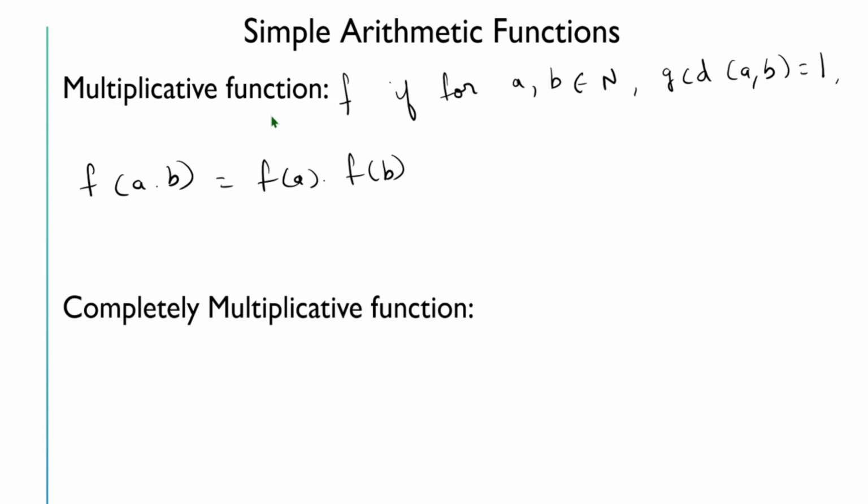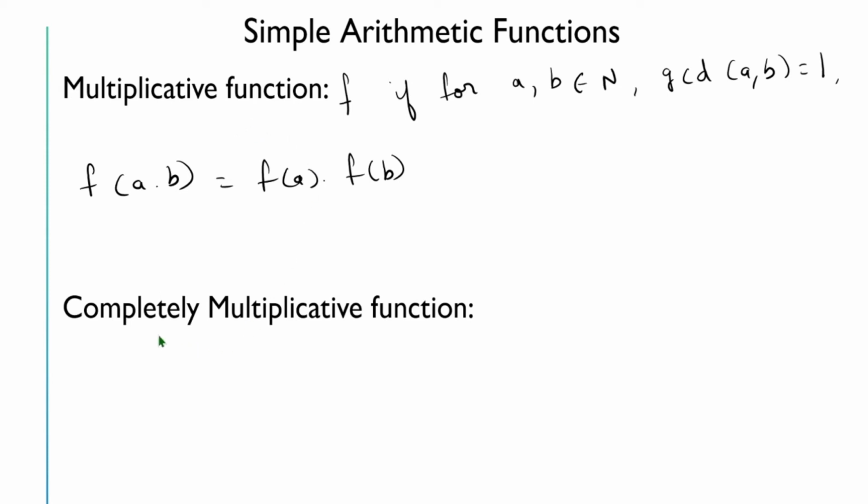What we saw in additive functions: a function f is said to be additive if f of a into b is equal to f of a plus f of b, where a and b are natural numbers and they are relatively prime. Here in a multiplicative function, f of a into b is equal to f of a into f of b. Then such arithmetic functions are called multiplicative functions.